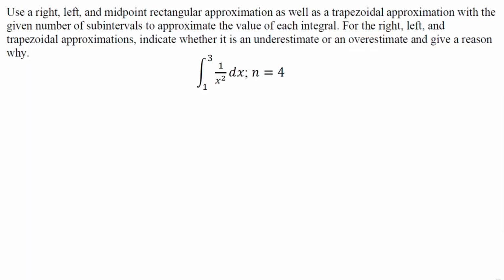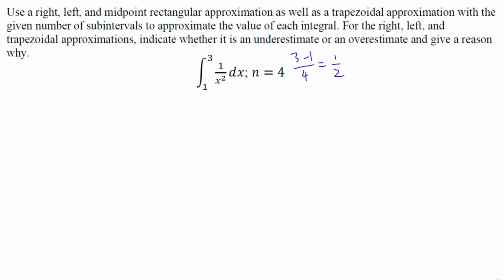All right, so this is our last one of these left, right, midpoint, and trapezoidal approximation problems. These ones are kind of time consuming here. We got 1 over x squared from 1 to 3 with 4 subintervals. So if we have 4 subintervals from 1 to 3, right, (3 minus 1) over 4, that's 1/2.